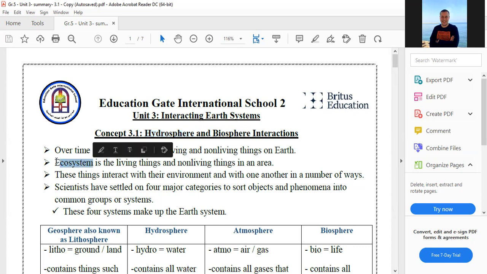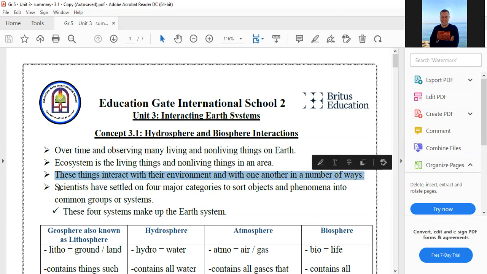Do you remember when we talked about the ecosystem? We said that the ecosystem includes all the living things and the non-living things in an area. Yes, this is the ecosystem. So there are some interactions between the living things and the non-living things. Like when we studied plants, plants are living things. The plants need water, carbon dioxide, and sunlight in order to make their own food, in order to grow. So this is an interaction between living things and non-living things. So over time, by observing many living and non-living things on Earth, these things interact with their environment and with one another in a number of ways.